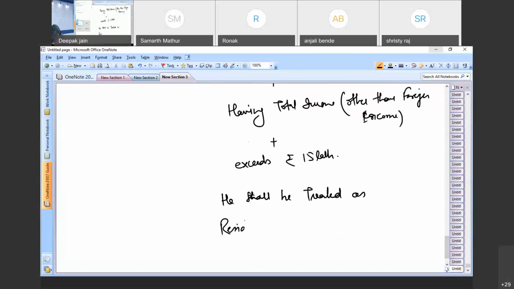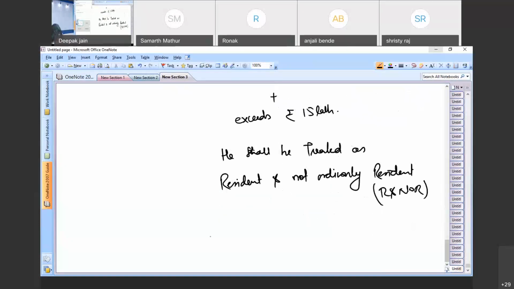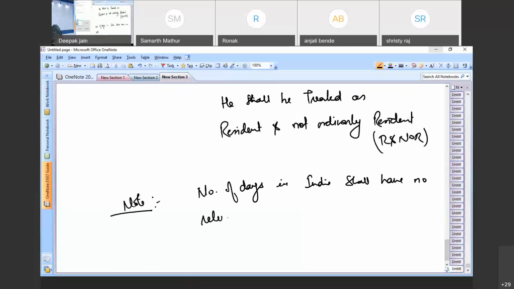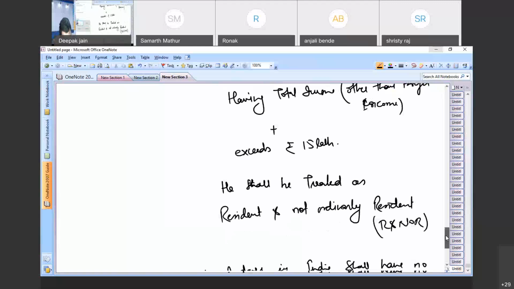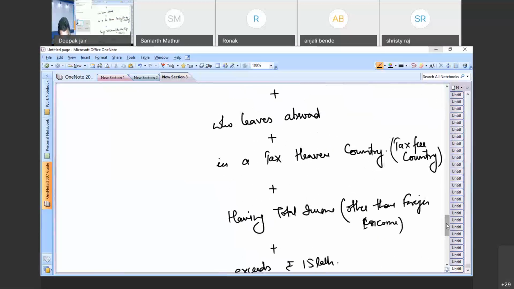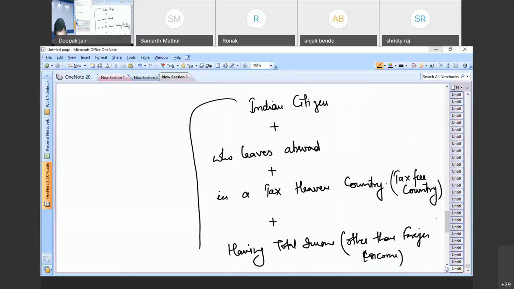resident and not ordinarily resident. Number of days in India, important note. So, sir, only these conditions matter? Okay, exactly. An individual shall be deemed to be resident and not ordinarily resident only when all these conditions are simultaneously satisfied. All conditions.